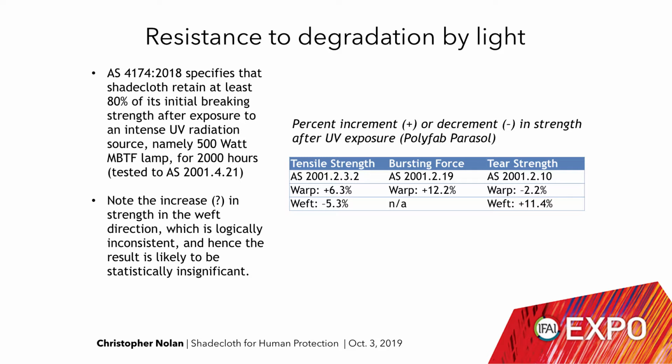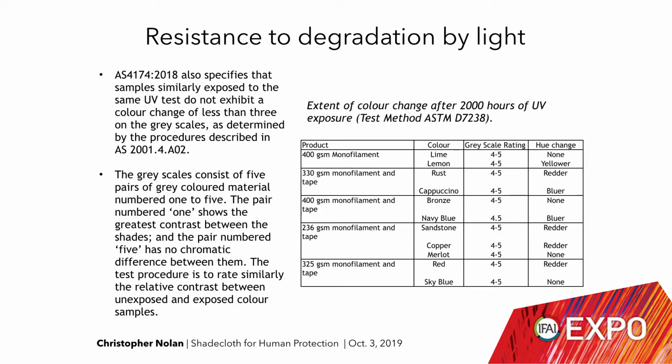We go to the next, and look at resistance by light. Now the standard also specifies that we cannot have a degree of fading greater than 3 on a grayscale. Now what's a grayscale? Grayscale is a series of colours of grey ranging from light to dark that is then correlated with a series of colours, whatever they are, being lime or rust or cappuccino, whatever those colours are.